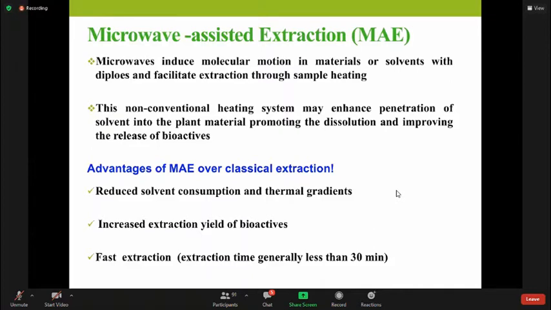There are certain advantages of microwave-assisted extractions if we compare with classical extractions. Reduced solvent consumption and thermal gradients, increased extraction yield of bioactive components, and the process is very efficient. It's a fast extraction process. Hardly 30 minutes of extraction is enough for the recovery of bioactive compounds.